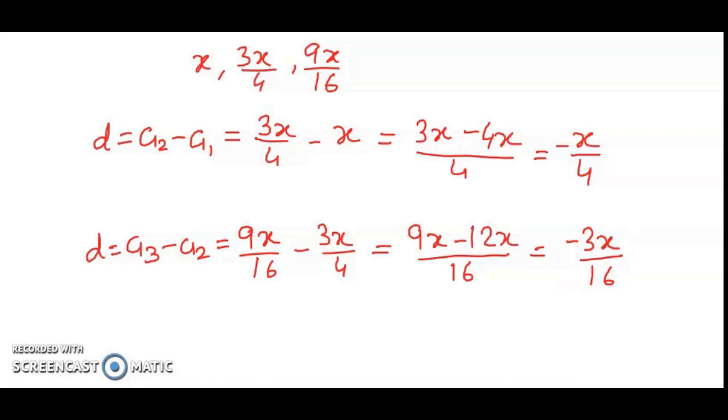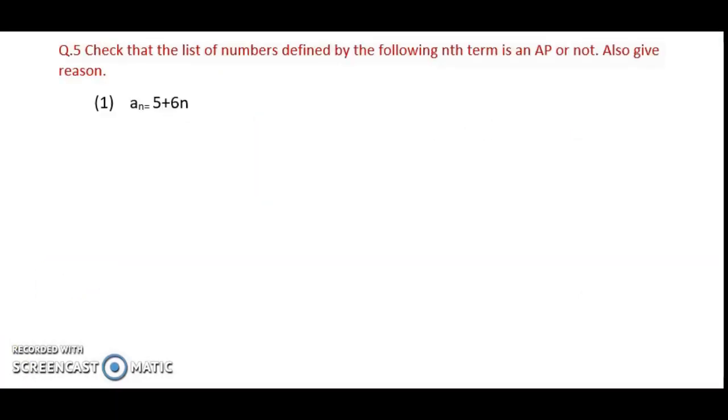So you can observe here that the difference between first term and second term is minus x by 4, and the difference between third term and second term is minus 3x by 16. So the difference between consecutive numbers does not remain the same. So we can say that the given series will not form an arithmetic progression. Let's see the next type of problem.